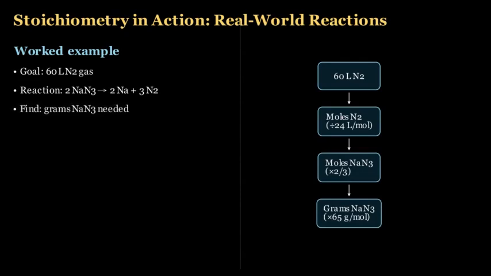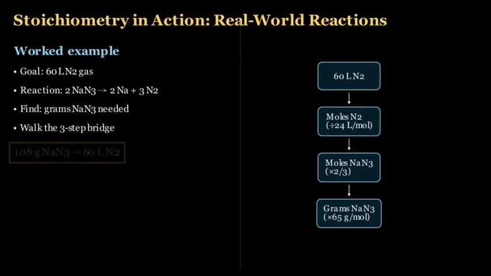Step 1. Convert the given 60 liters of nitrogen gas into moles. At room temperature and pressure, 1 mole of any gas occupies about 24 liters, so 60 liters is roughly 2.5 moles of N2. Step 2. Apply the mole ratio.